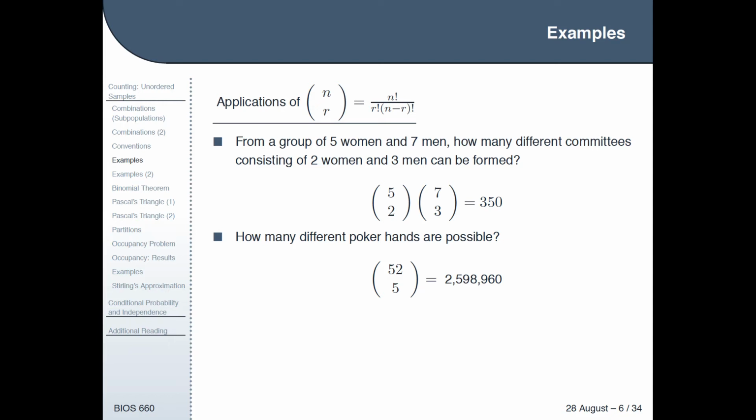There's 52 cards in a deck. We're choosing 5 of them. The order of the cards does not matter, so use the combination formula. There's approximately 2.6 million different possible poker hands.